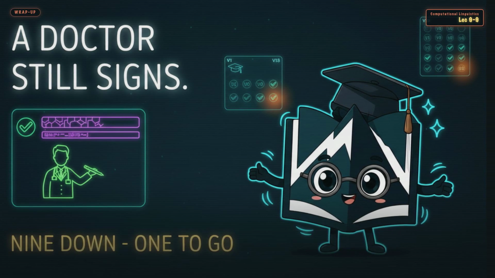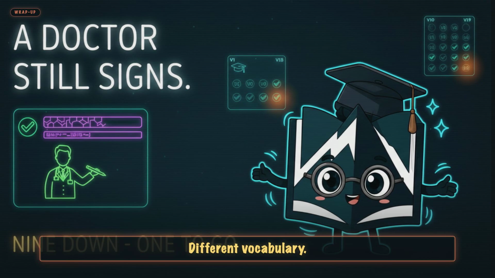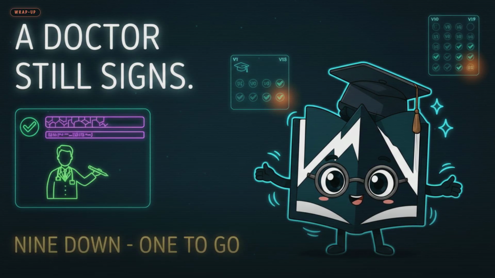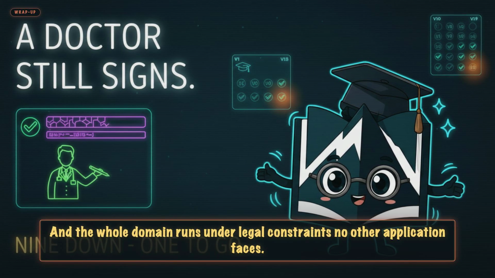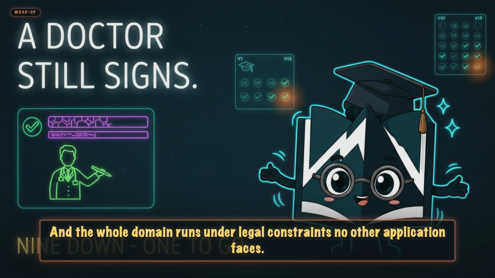Back to the puzzle. Why does Wikipedia-trained NLP fail on clinical text? Different vocabulary, different syntax. Assertion status changes everything, and the whole domain runs under legal constraints no other application faces. Nine applications down, one to go.